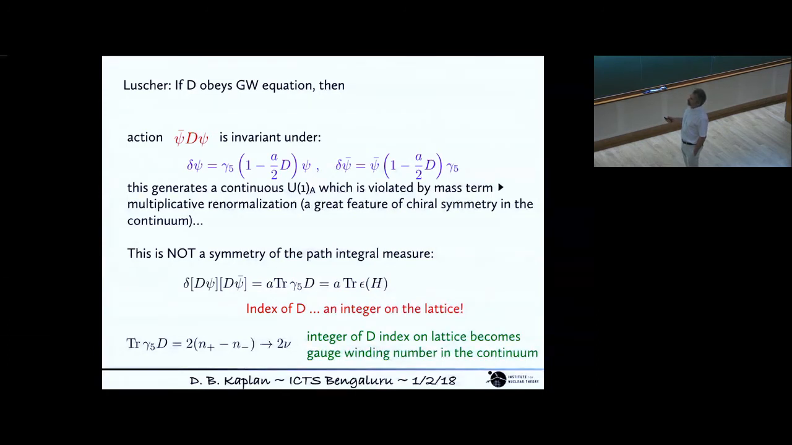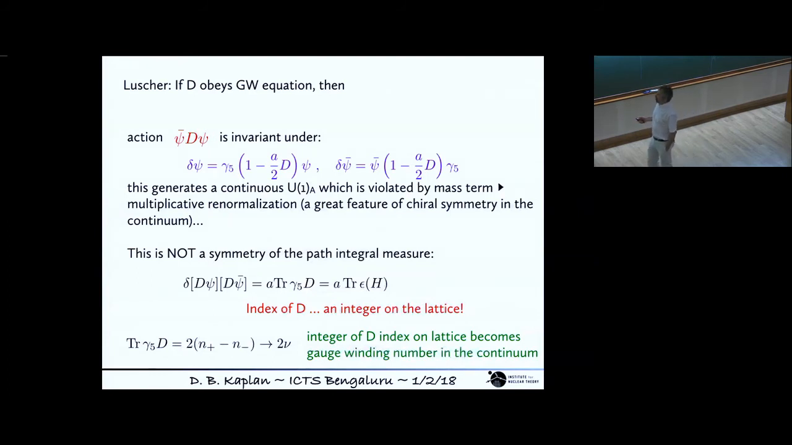It doesn't look like it should be. It's a chiral transformation that's modified by the sort of nasty derivative operator. But if you just stick this into this action, you'll find that the extra pieces that you get are canceled off by the D satisfying the Ginsparg-Wilson equation. Because of this, this generates a continuous U(1) symmetry, and it's violated by a mass term for the fermion, and therefore it's sufficient to guarantee that you'll get multiplicative mass renormalization.